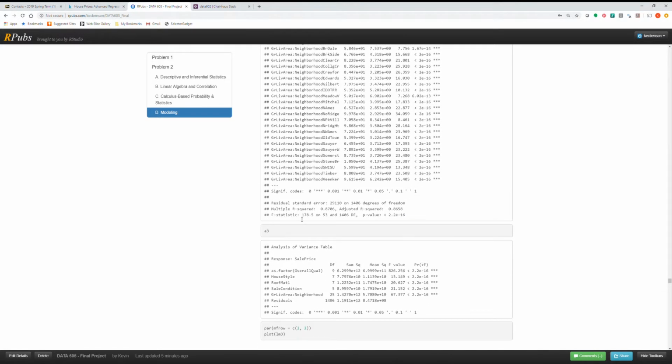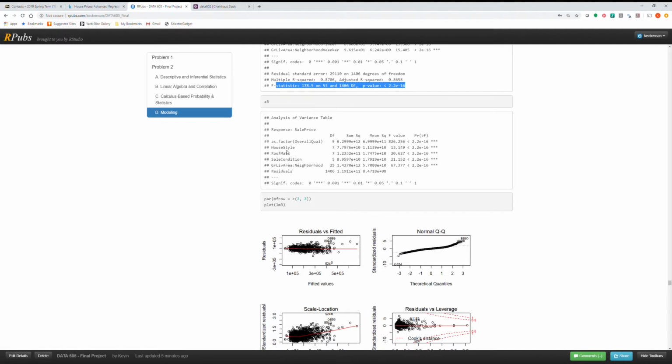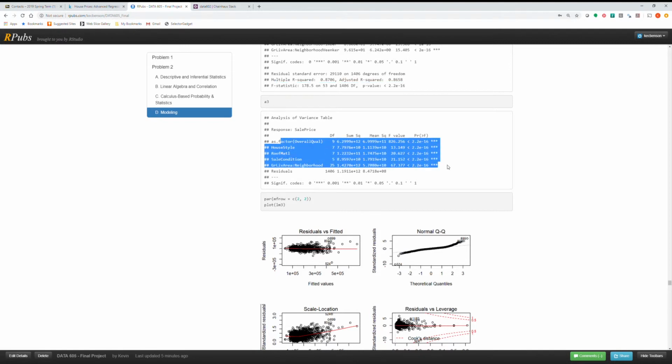I'll also point out here the F statistic, which gives an indication of the significance of the overall model relationship. That is highly significant. And what we can also see from the ANOVA table is that each family of variables is highly significant with a p-value for the F statistic very, very close to 0.